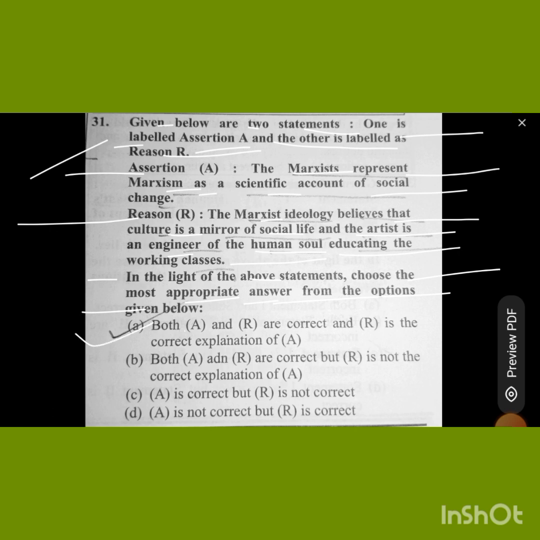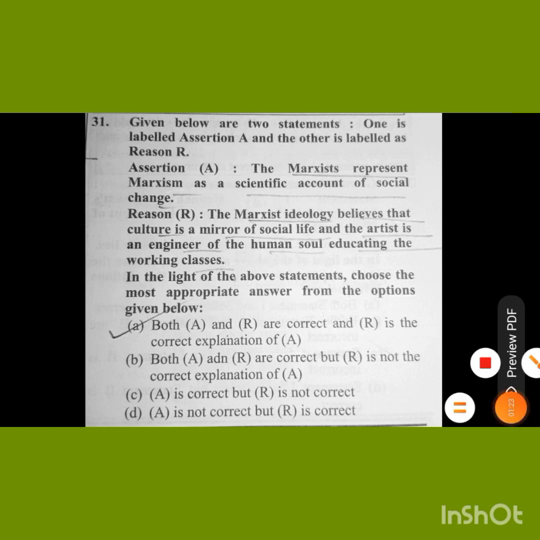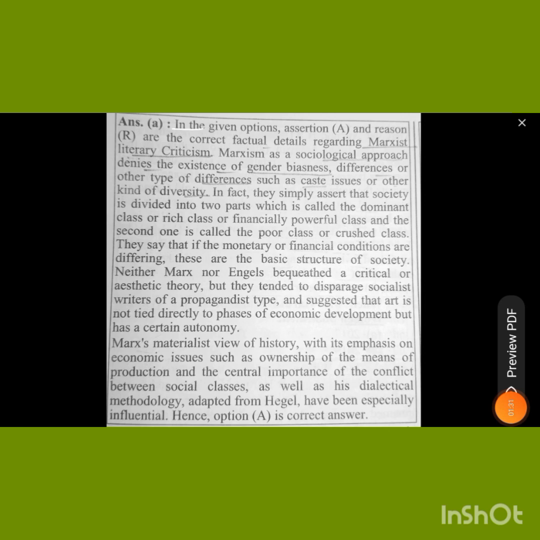Option A: both A and R are correct, and R is the correct explanation of A. So, the answer of this question will be option number A. In the given options, assertion A and reason R are correct factual details regarding Marxist literary criticism. Marxism as a sociological approach denies the existence of gender biasness, differences or other types of differences such as caste issues or other kinds of diversity.